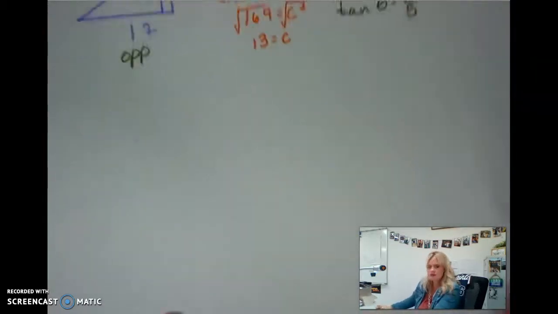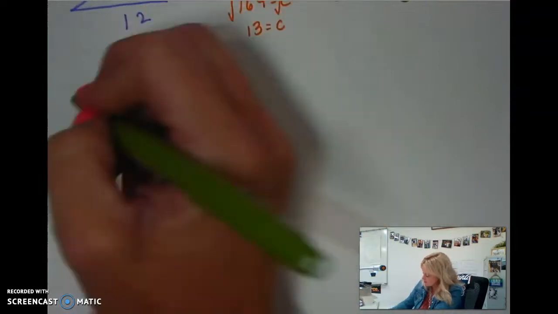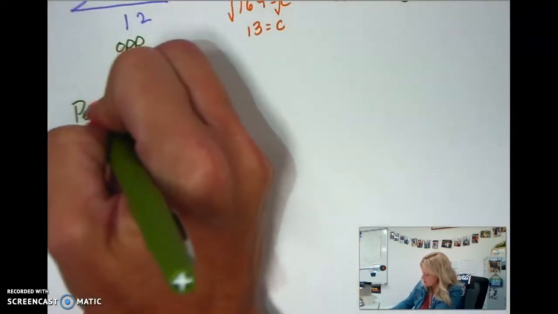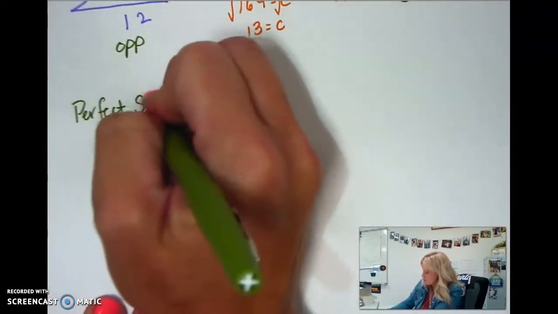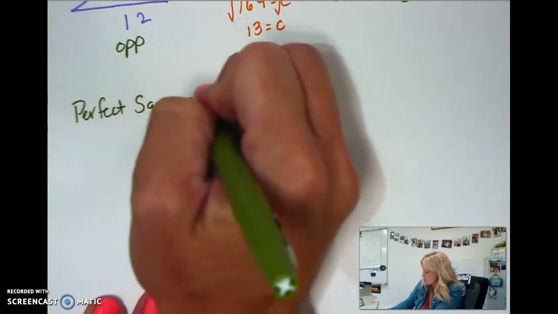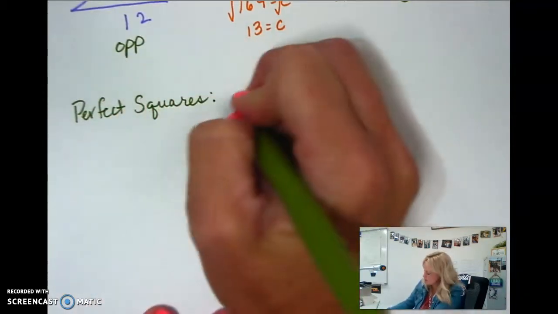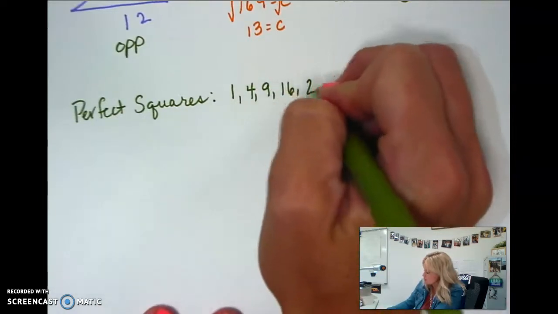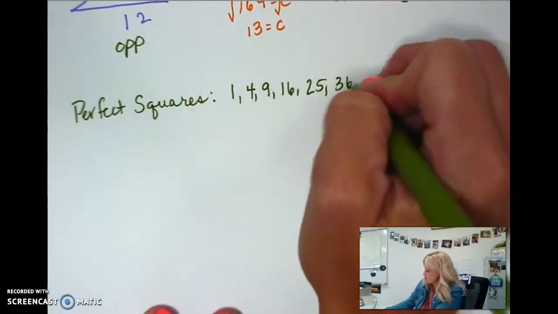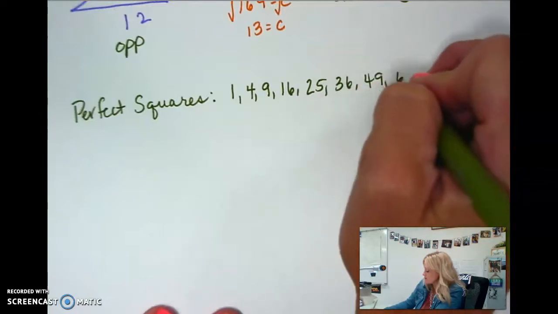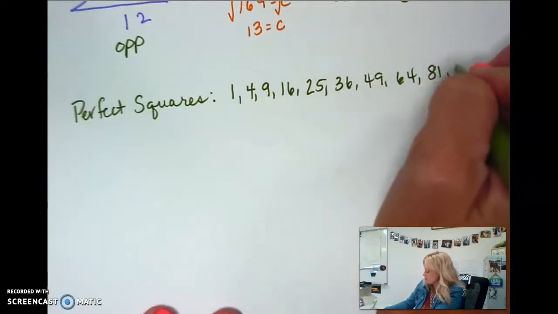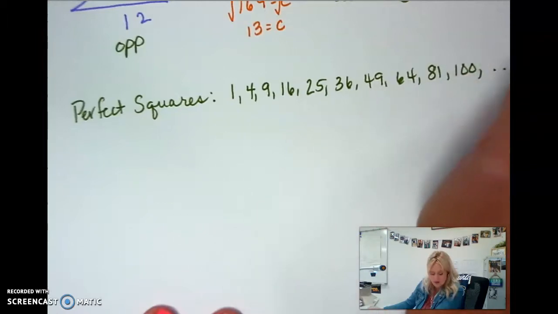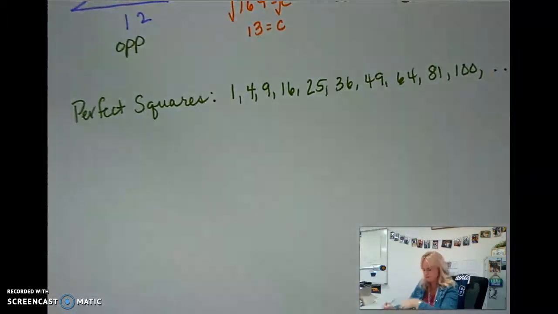Now, I want to remind you of your list of perfect squares. We have to remind ourselves how to simplify square roots. Perfect squares, remember, are 1 times 1, 2 times 2, 3 times 3, 4 times 4, 5 times 5, 6 times 6, 7 times 7, 8 times 8, 9 times 9, and 10 times 10. Of course, it keeps going on forever and ever, but that's as far as we're going to go.